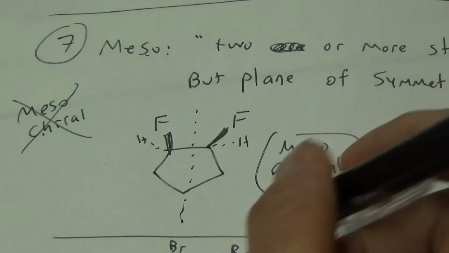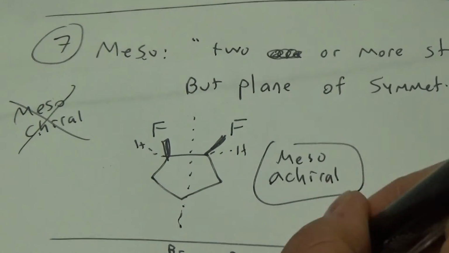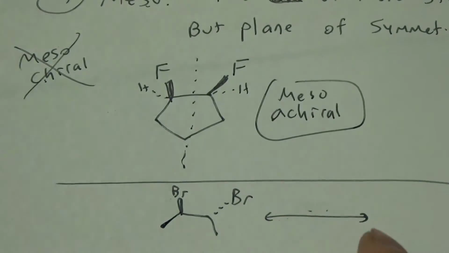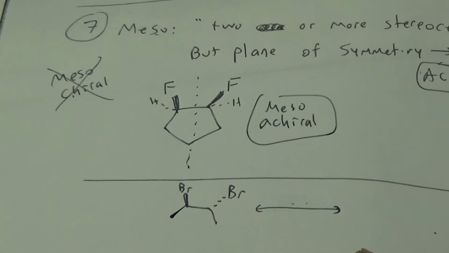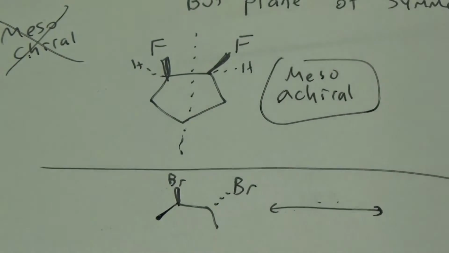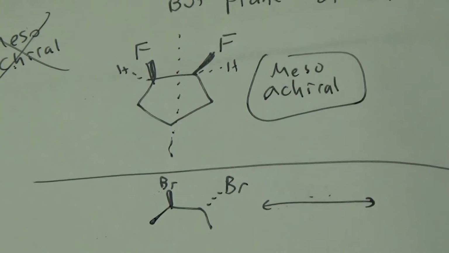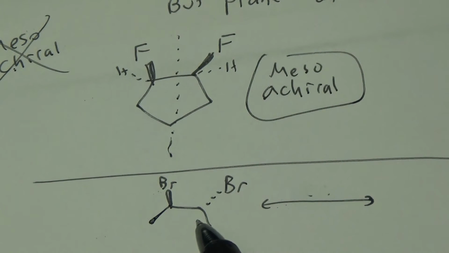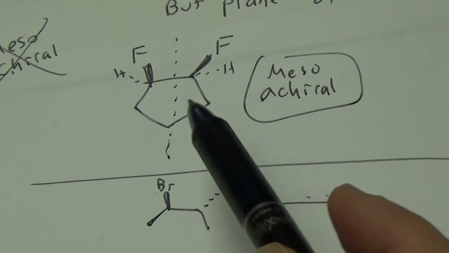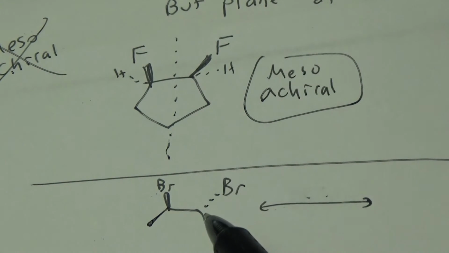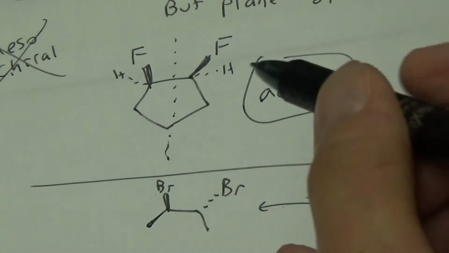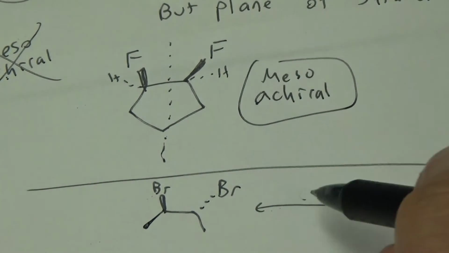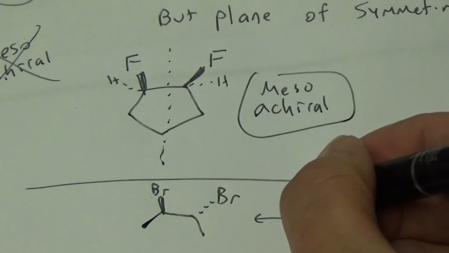So actually, this molecule here is not meso. That is totally chiral, and it's a normal chiral molecule. This one has a plane of symmetry. This does not. The left does not mirror the right. So this is chiral, and if it's chiral, it has an enantiomer.